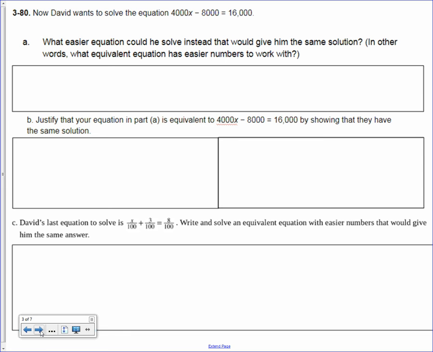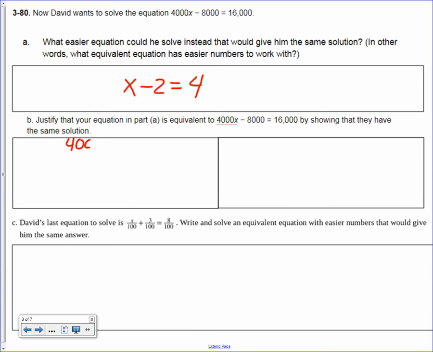Problem number 80, David wants to solve the equation 4,000x minus 8,000 equals 16,000. What easier equation? I could divide everything by 4,000, which would give me x minus 2 equals 4. So it says justify that your equations are true. So I would solve both of them.